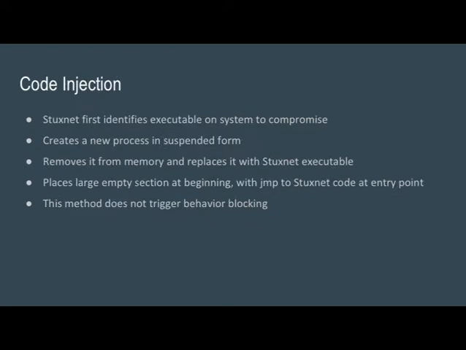For the code injection technique, this was a little confusing when I first read it. It scans the whole system for which antivirus software is on it. Then depending on that antivirus software, it picks one executable that it knows is compromisable on the computer. It creates that process in suspended form, removes it from memory, and replaces it with a Stuxnet executable at the same address. It allocates a bunch of empty space at the beginning, and it knows where the entry point of that specific executable is. Where that entry point is, it just places a jump to the Stuxnet code. Yeah, and that gets around the behavior blocking of calling the DLL.